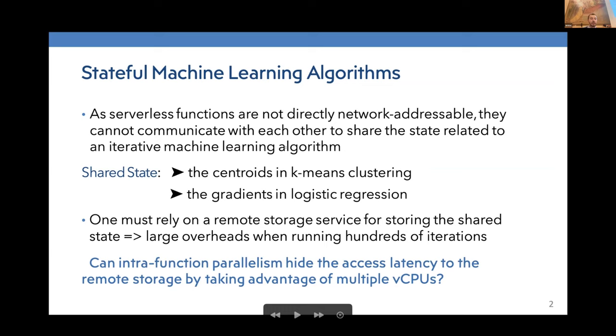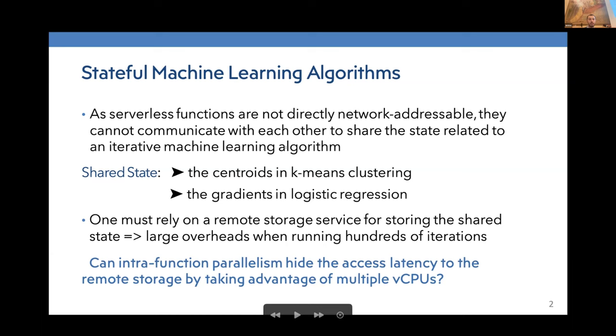For example, in k-means clustering, the serverless functions would have to access and update the centroids from the shared state at every iteration of the algorithm. As the serverless functions are not directly network addressable, one would have to rely on a remote storage service for storing the shared state. The issue with this is that it introduces an access latency, as the serverless functions must access and update the remote storage at every iteration. This can be problematic when running hundreds of iterations of a machine learning algorithm because you may get large overheads. And this motivates our question: can intra-function parallelism hide the access latency to the remote storage by taking advantage of multiple virtual CPUs?